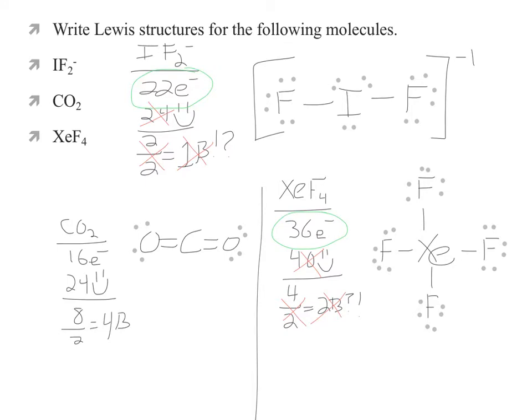And count all those up. Let's see what's left. Got 8, 16, 24, 32. I need 4 more to get to 36. Those are going to be in sets of 2. They go on the central atom. Extra electrons just go in the middle.